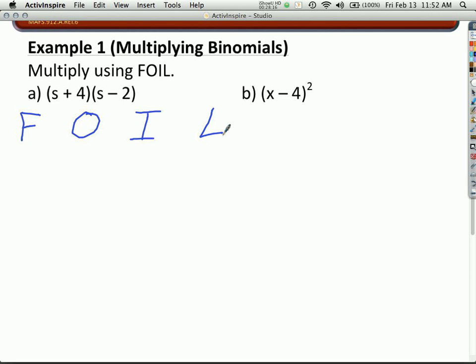So let's see who caught on from the previous page. What are the F's in this case? Keops? The S and the S, S times S. Each letter represents a multiplication problem. But then the letters are being added to each other, so we've got plus. Here is the harder one. What are the O's? Christian? Very good. S and negative 2.